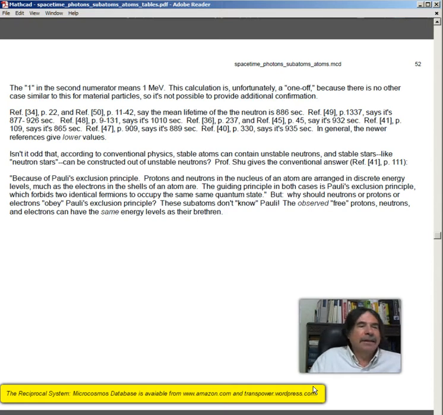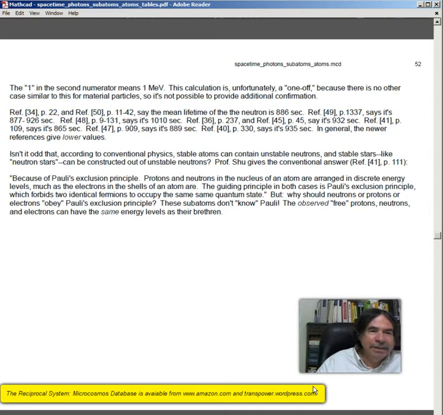Isn't it odd that, according to conventional physics, stable atoms can contain unstable neutrons, and stable stars, like, quote, neutron stars, can be constructed out of unstable neutrons? Professor Xu gives a conventional answer in reference 41, page 111.